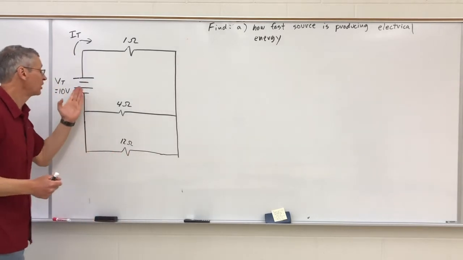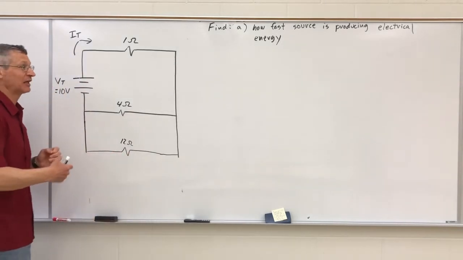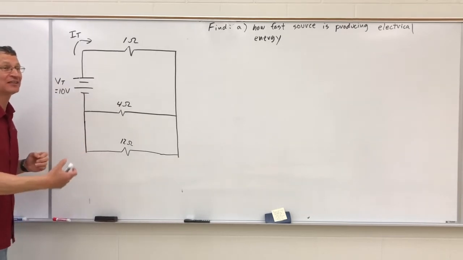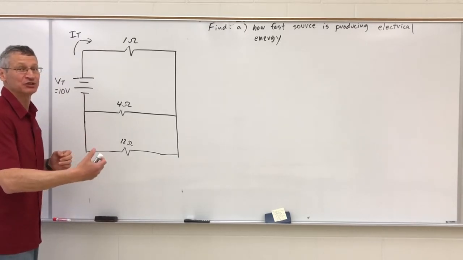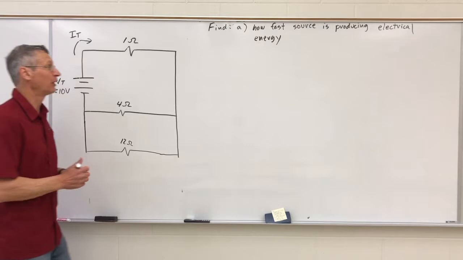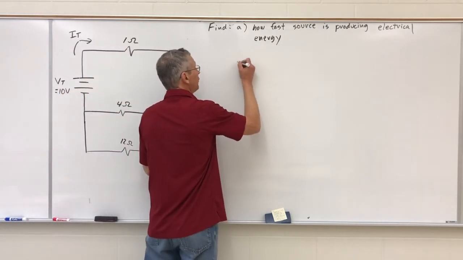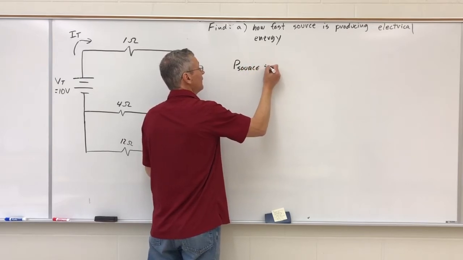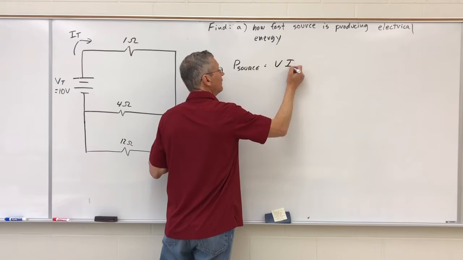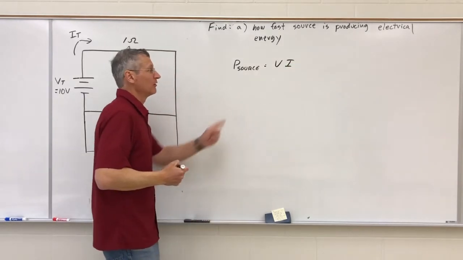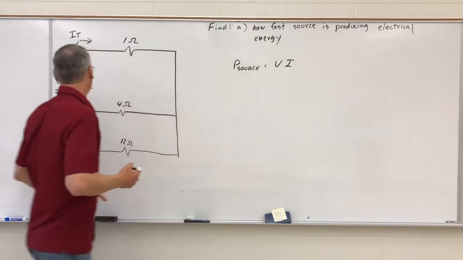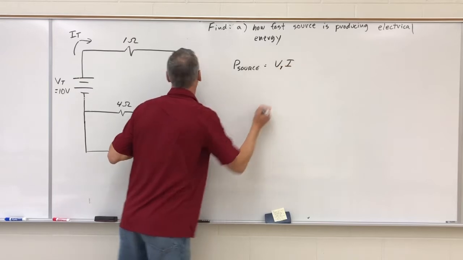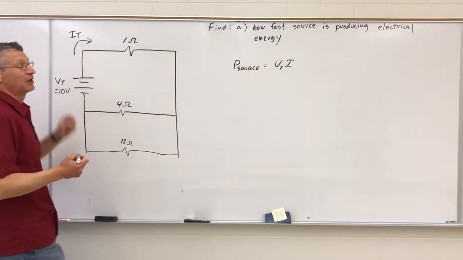Now, remember what's going on with the source. If it's a battery, it's taking chemical energy and converting it to electrical energy. How fast is it doing that conversion? Well, that's the power of the source, right? And the easiest way to figure out the power of this source is likely like this. Voltage times current. You take the voltage across the source, which is VT, and you multiply by the current through it, which is IT.